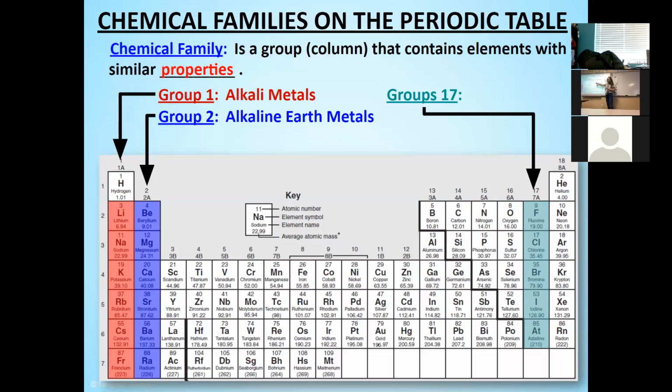Ignore the tens place, okay? How many valence electrons do you think boron has? 3. How many valence electrons does carbon have? 4. How many valence electrons does fluorine have? 7. Okay. What do you think fluorine wants more than anything else in its entire universe?